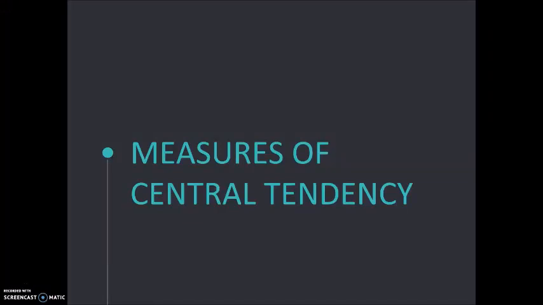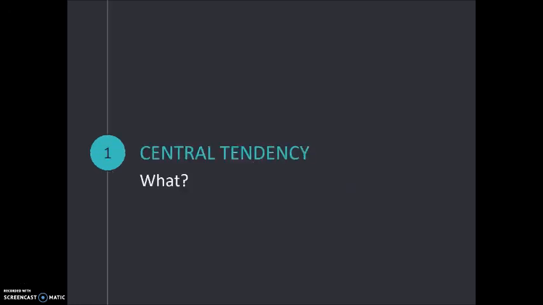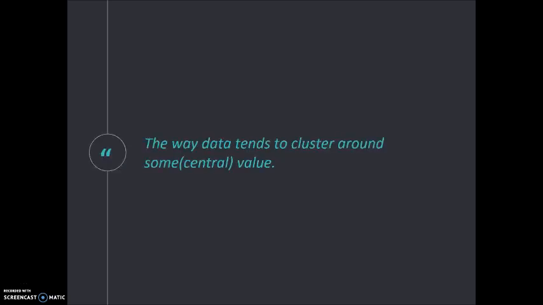So there are two major types of descriptive statistics. Measures of central tendency are the first type. So measures of central tendency, the first question we should be asking is, what exactly does this mean? Central tendency is the way that data tends to cluster around some central value.